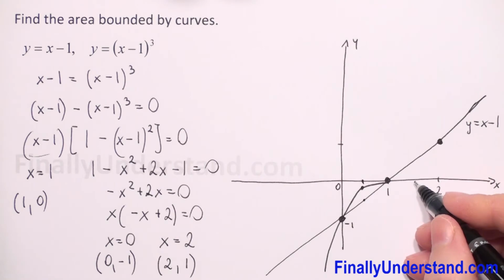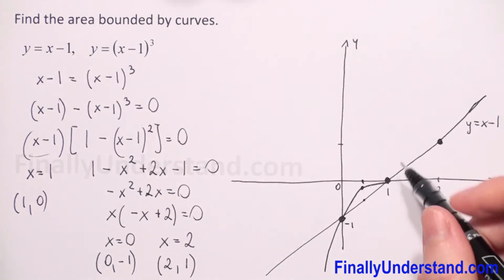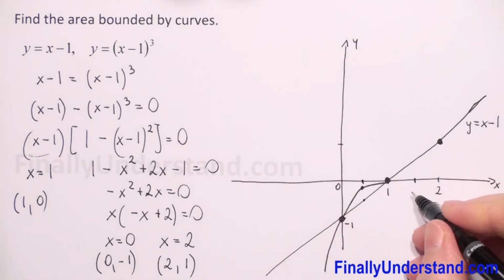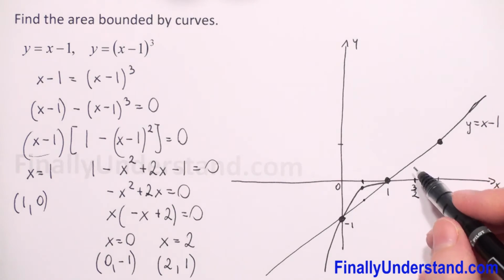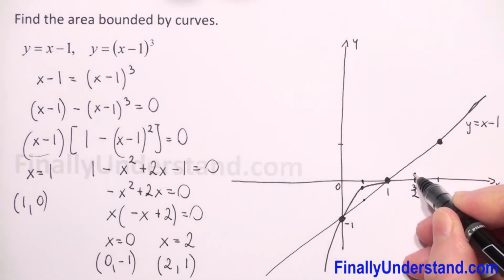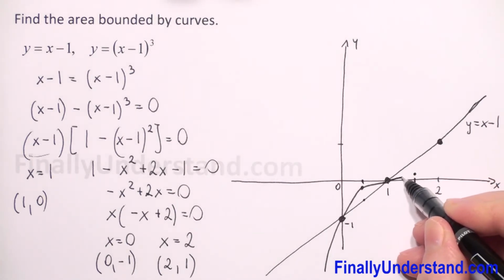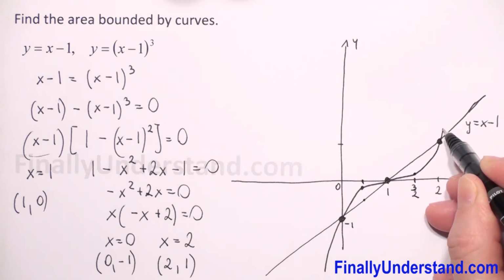And now we calculate the value of our second curve for 3 over 2. 3 over 2 minus 1 is 1/2. 1/2 to the third power is 1 over 8, a small value. So our curve looks like this.